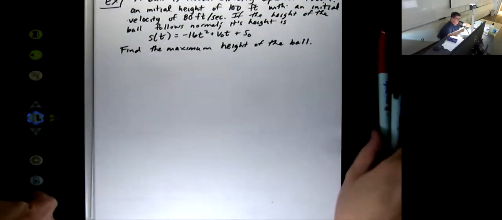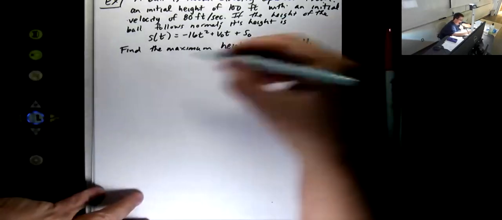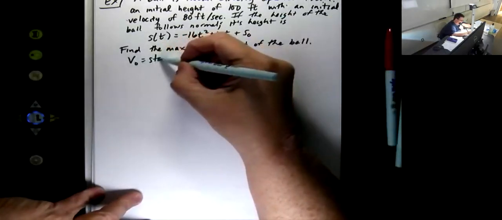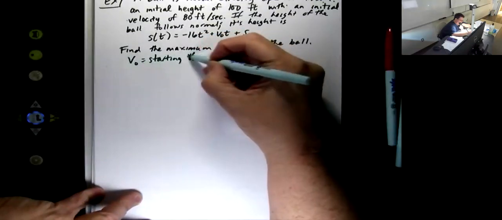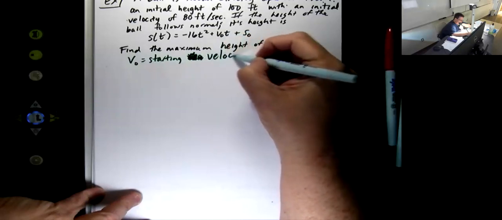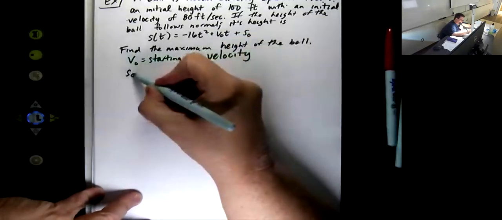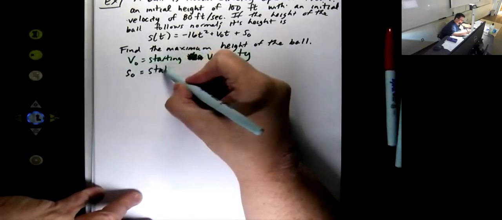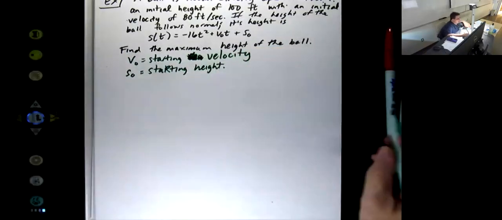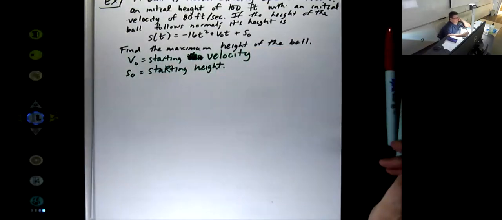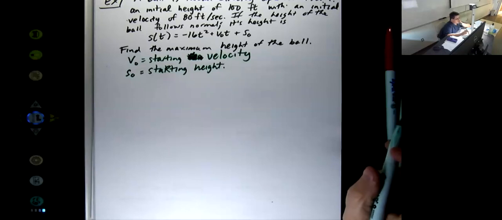So v naught is starting velocity. Sorry, it's v for a reason. And s naught is starting position or starting height. When you're throwing at an angle, like if you're playing catch with someone else with a baseball, there are some angles in it. You'll look at doing that in trigonometry in pre-calculus B, the next course. But this is just something that's going straight up, straight down.